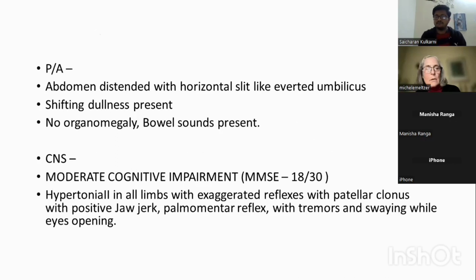Even when we did her MMSE, she had moderate cognitive impairment with hypertonia in all the limbs, ma'am. It looked like a cardioembolic stroke, with primitive reflexes like palmomental and jaw jerk present.